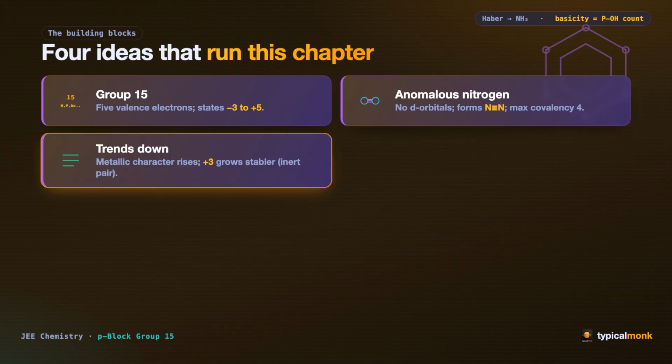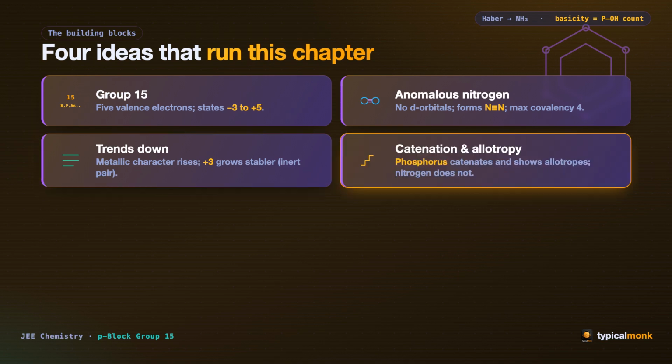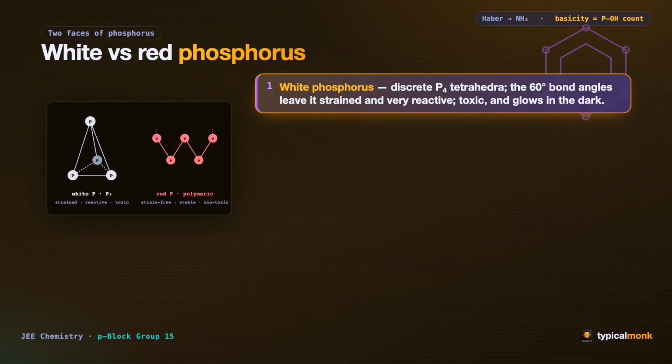The trends down the group. Metallic character rises, the +5 state grows less stable, and the +3 more stable through the inert pair effect. And catenation and allotropy: phosphorus catenates and shows several allotropes. Nitrogen does neither. Now look at the picture.